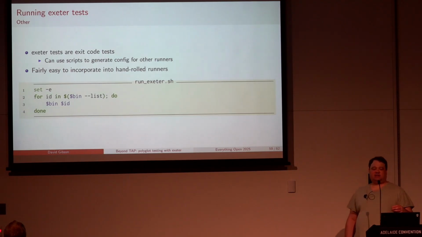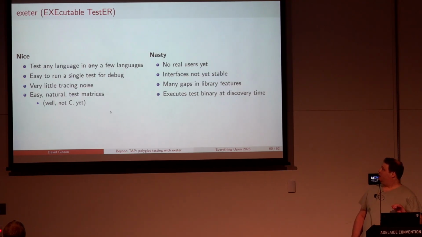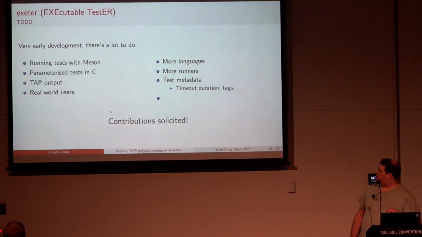Because Exeter tests are exit code tests, you can run them up to a point with anything that does that, which is nearly anything. And sometimes you can use a script to run --list and turn that into the config you need for whatever runner you've got. It's pretty easy to incorporate into a hand-rolled runner. Here is a basically trivial example of that, which just runs through all your tests. I'm going to skip that one.